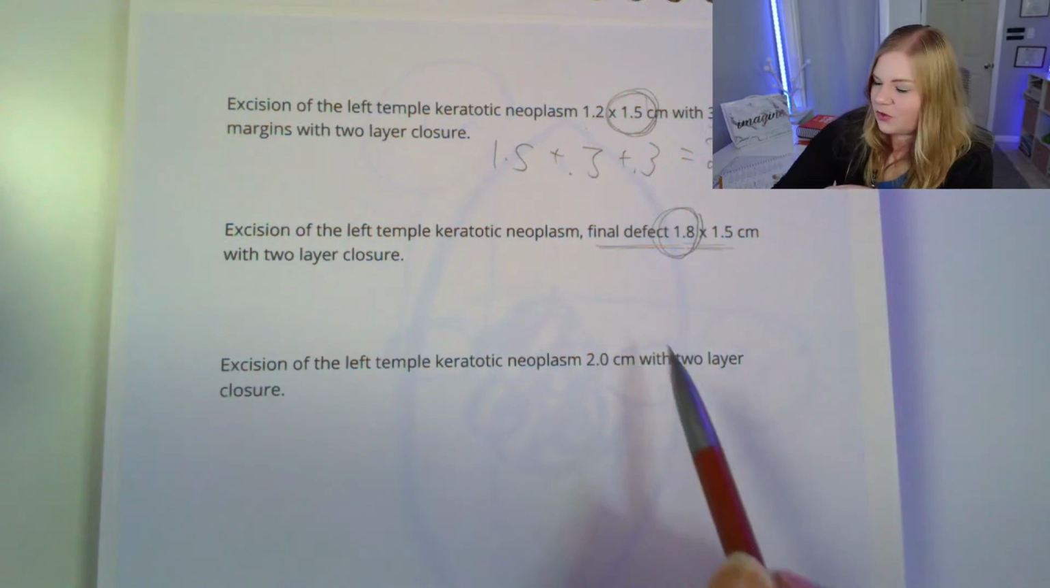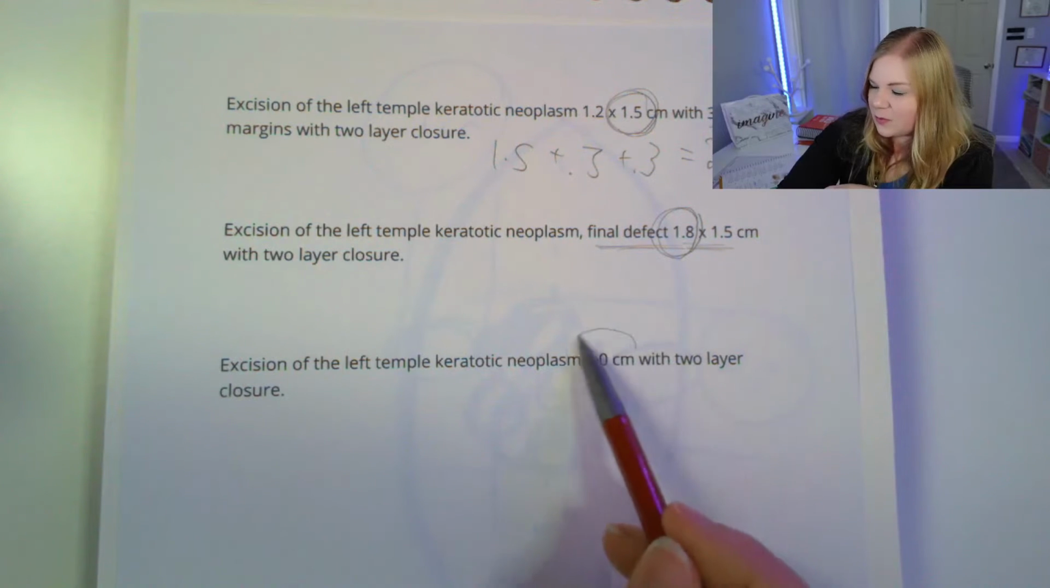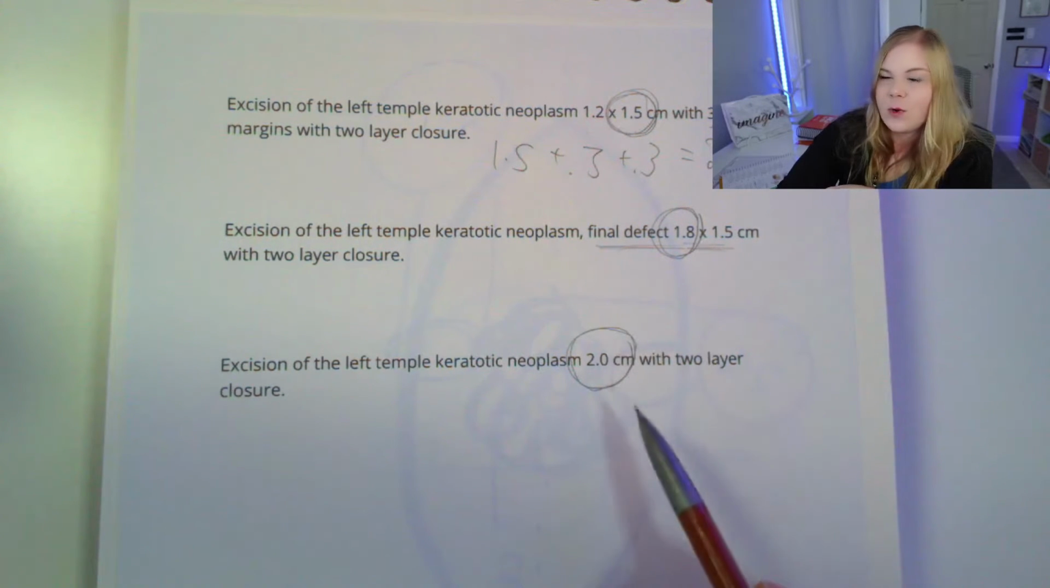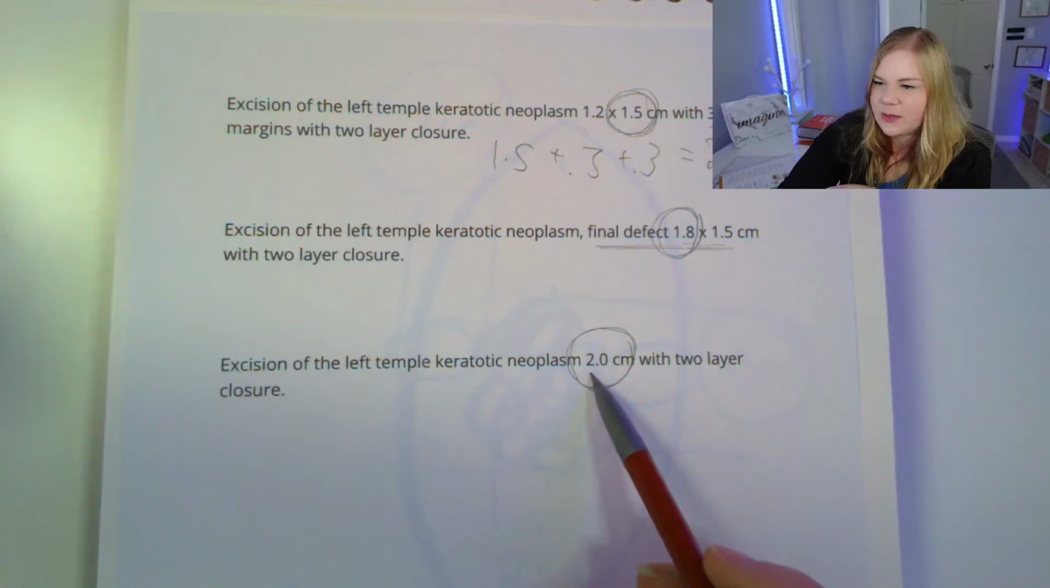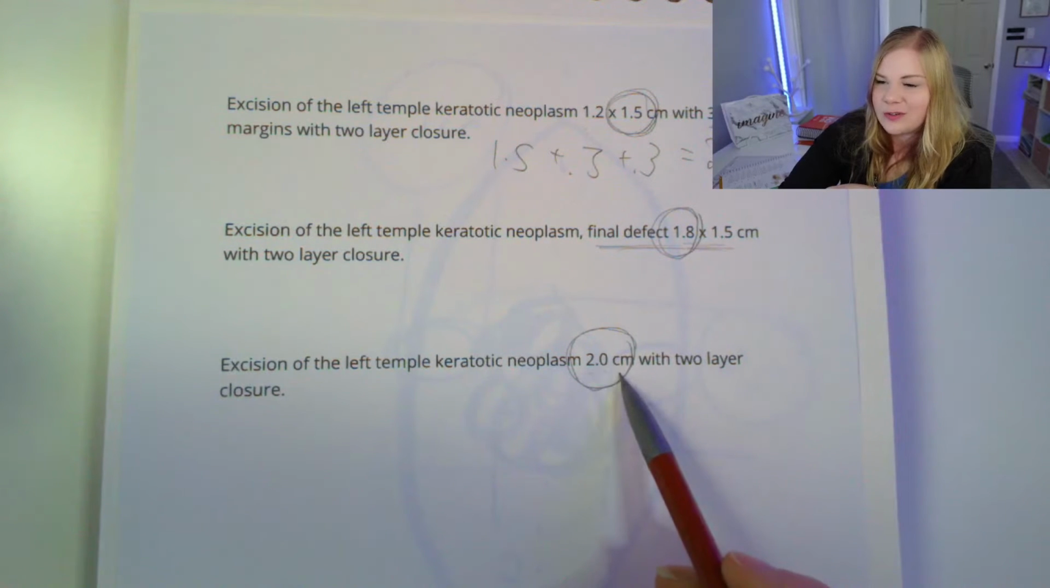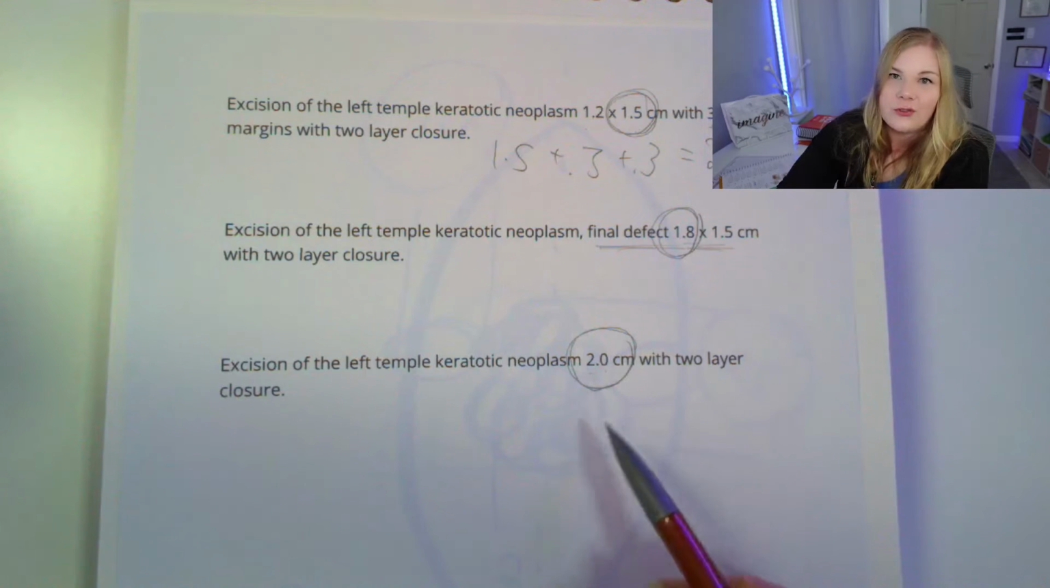Kind of a similar situation here. I've seen this before with providers. I would certainly make that an educational point for them, but typically when I see something that just says 2.0 centimeters, the providers usually mean that that is 2 centimeters by 2 centimeters.